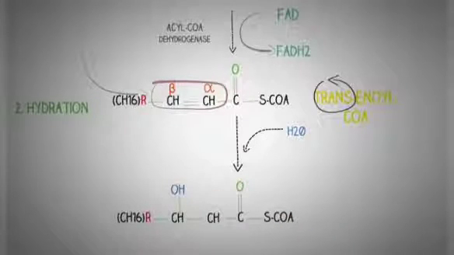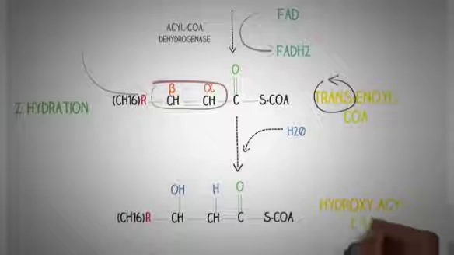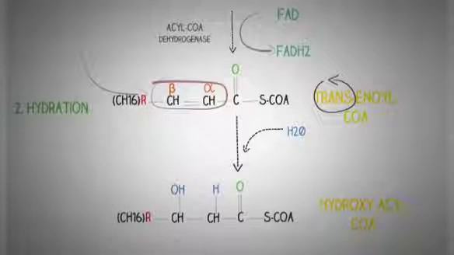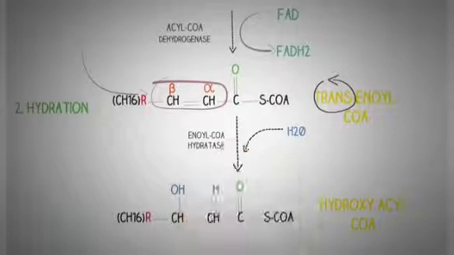A hydroxyl group is added to the beta carbon and a hydrogen atom to the alpha carbon, and the compound produced is called hydroxyacyl-CoA, and the enzyme involved is enoyl-CoA hydratase.